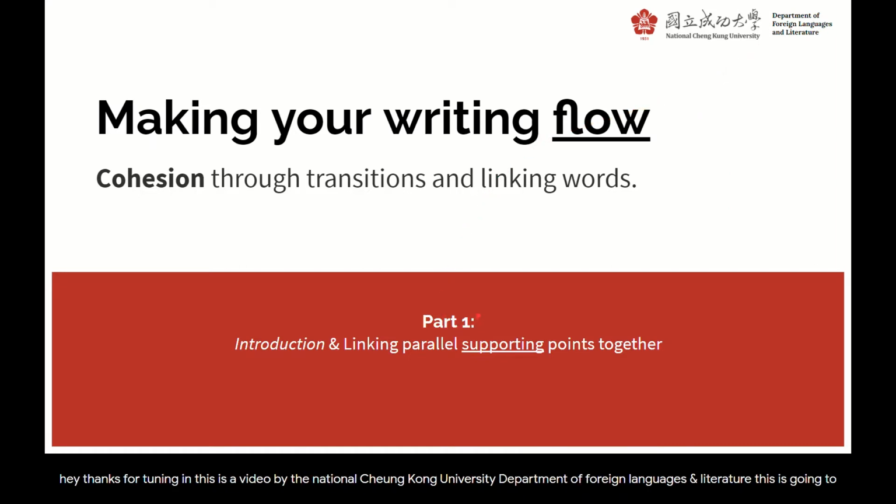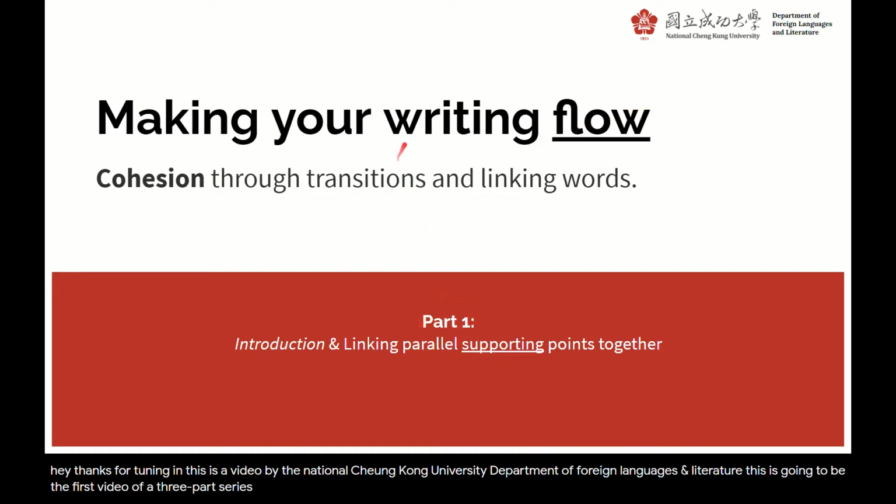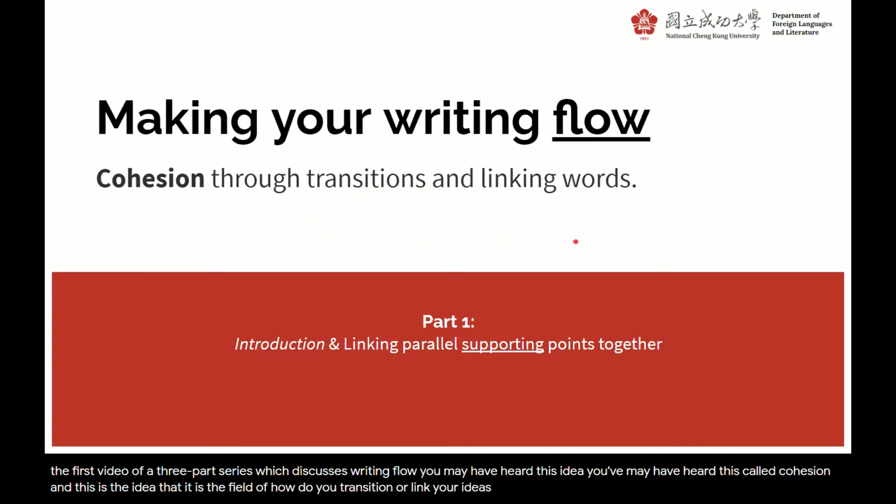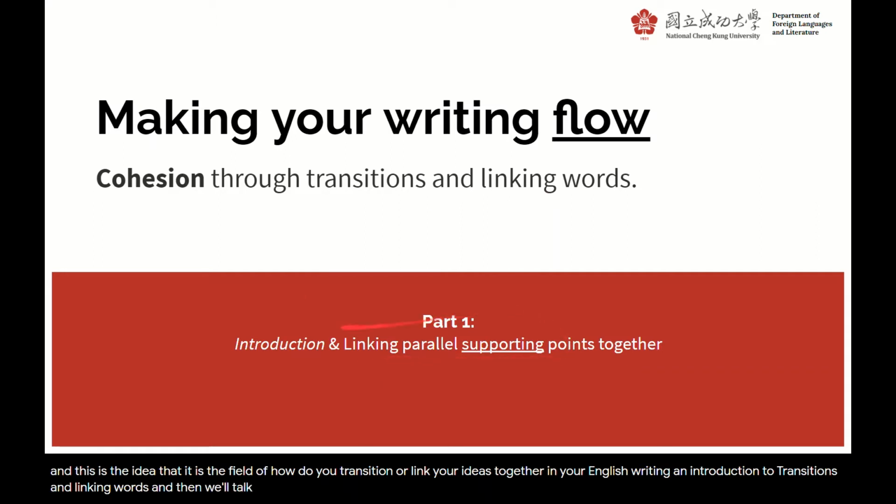This is going to be the first video of a three-part series which discusses writing flow. You may have heard this called cohesion, and this is the field of how you transition or link your ideas together in your English writing. So this first video will be an introduction to transitions and linking words, and then we'll talk about the first type. So when the points you want to make are parallel, how do you connect them together?